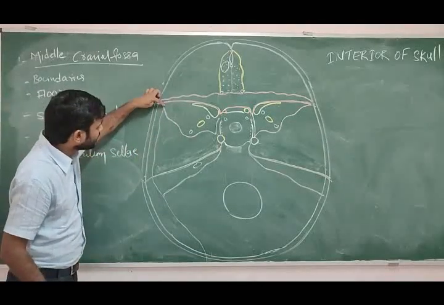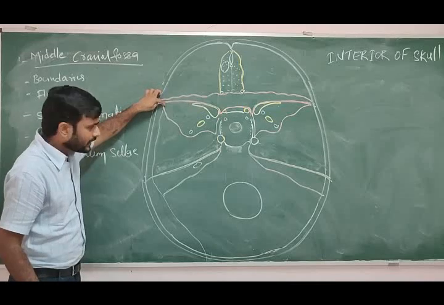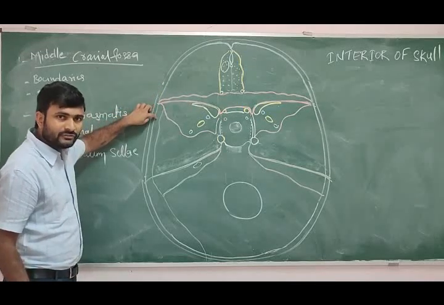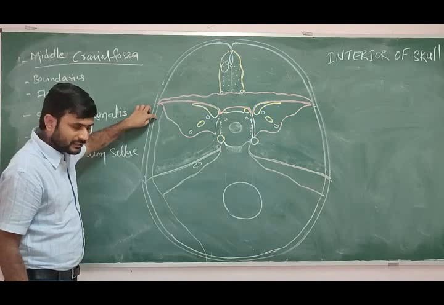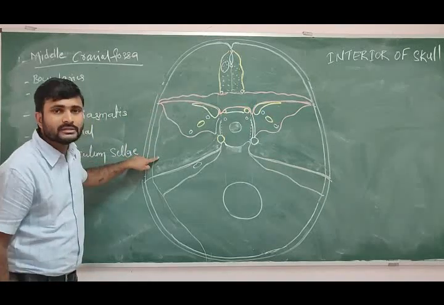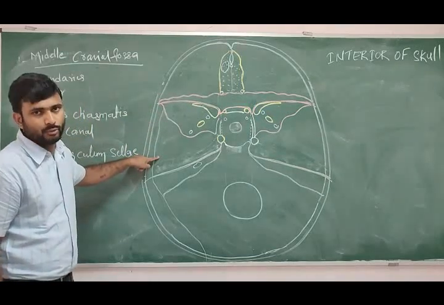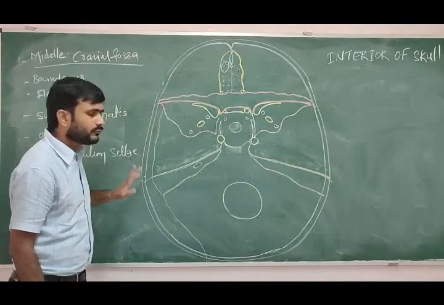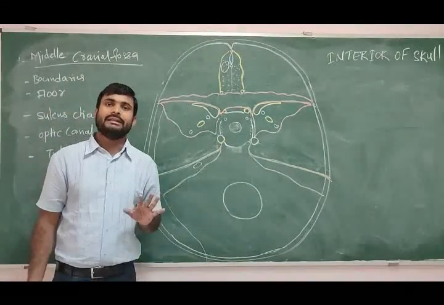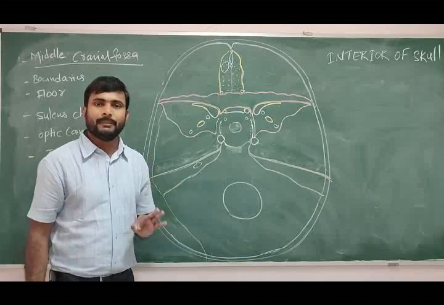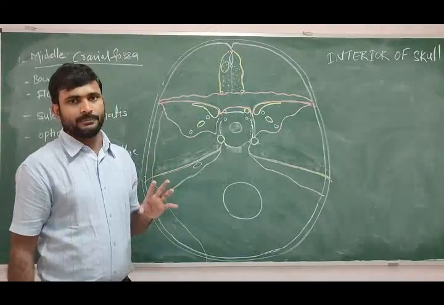The lateral border is formed by the greater wing of the sphenoid, the inferior angle of the parietal bone, and along with the squamous part of the temporal bone. So these three bones form the lateral boundary of the middle cranial fossa.